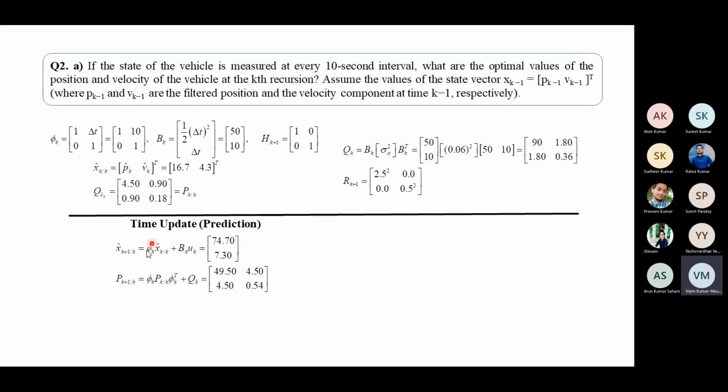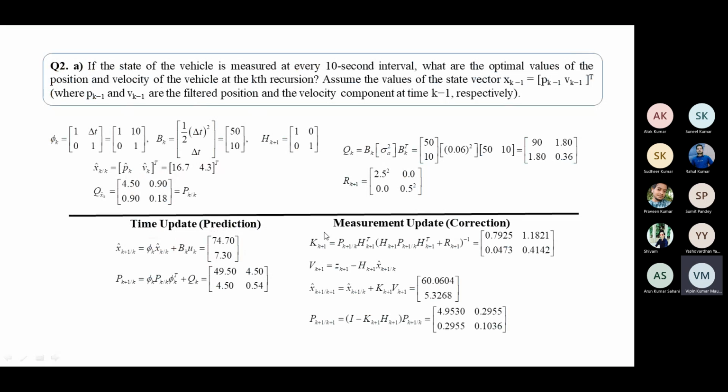So that's why here phi k xk will be there, because xk is a non-zero matrix here, and bk uk is also non-zero, so that will be non-zero. So we have calculated the xk by p and pk. This is the time update equations, or you can say prediction.